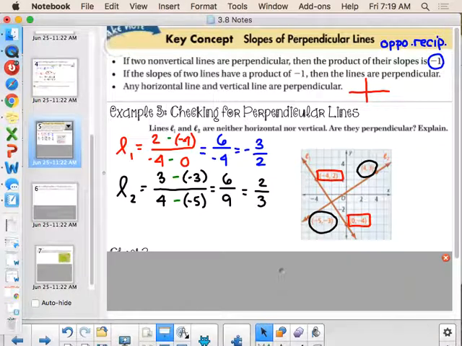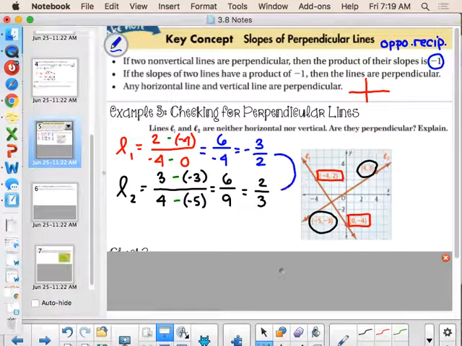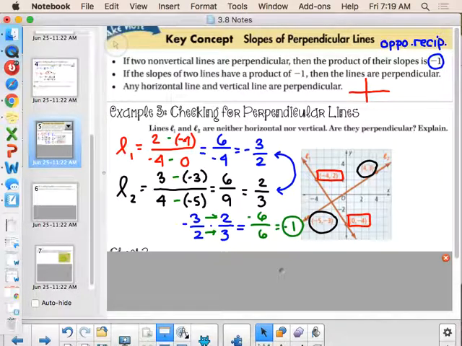All right, so let's look at these two slopes together. -3 halves and 2/3. Recall the rule: if when you multiply their slopes you get -1, then the lines are perpendicular. So we have -3 over 2 times 2 over 3. When I multiply fractions, I multiply straight across. So this creates -6 over 6, which is -1. Therefore, line 1 is perpendicular to line 2.